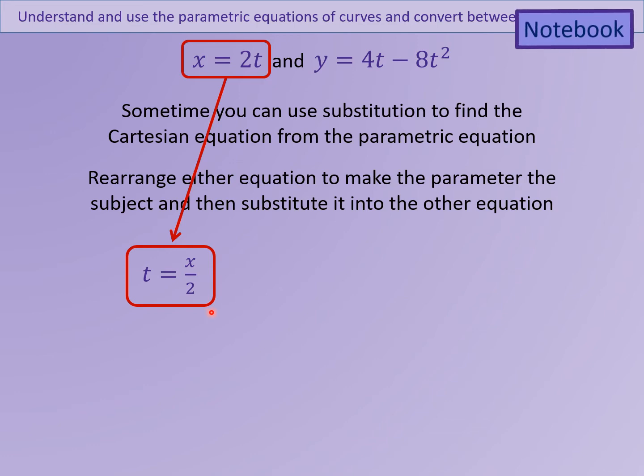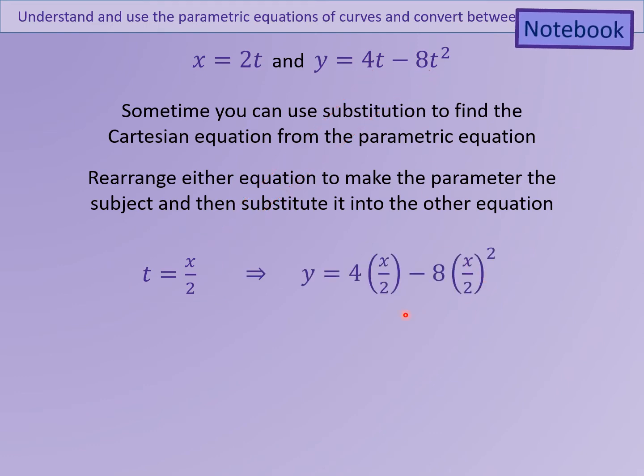So I'm rearranging it and I'm going to make t equal x over 2. Once I've made t equal x over 2, I can take that t value and substitute it back into this equation. And the moment I do that and cancel out the t and get this equation, I've managed to get my Cartesian equation. So there we go. I've found the Cartesian equation. It's not linked to the extra parameter t now. It's just a link between y and x.